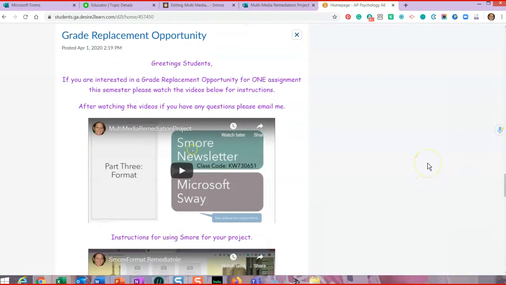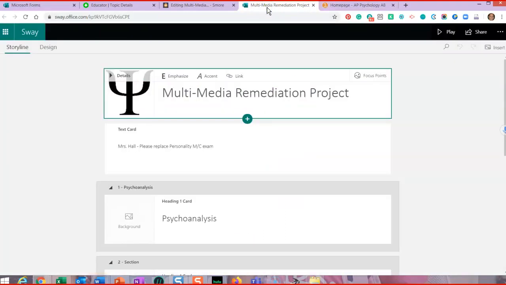Okay, so with the project, they had to choose something that they didn't do well on. And then they had to go and do research on that topic. It's a psychological topic. It's like the neuron, for example. And so they would find out more information and create a project and present it in one of these Web 2.0 tool platforms. The first platform we're going to look at is Sway.